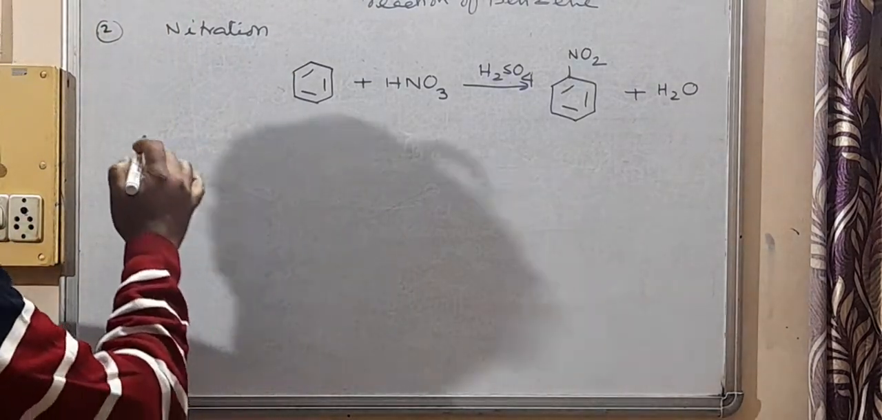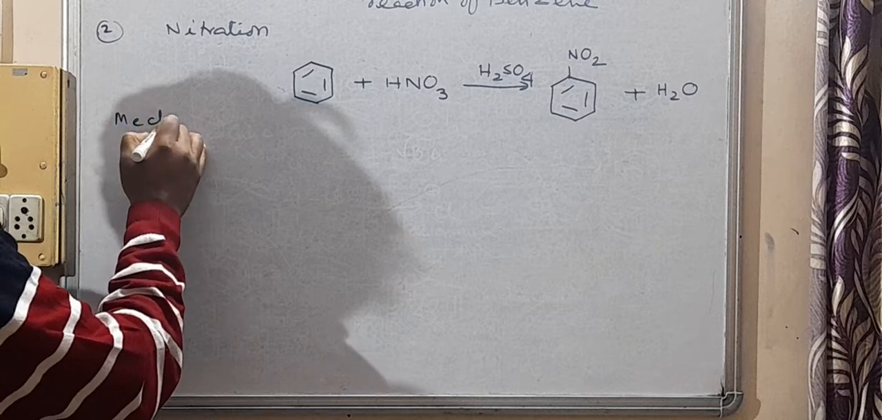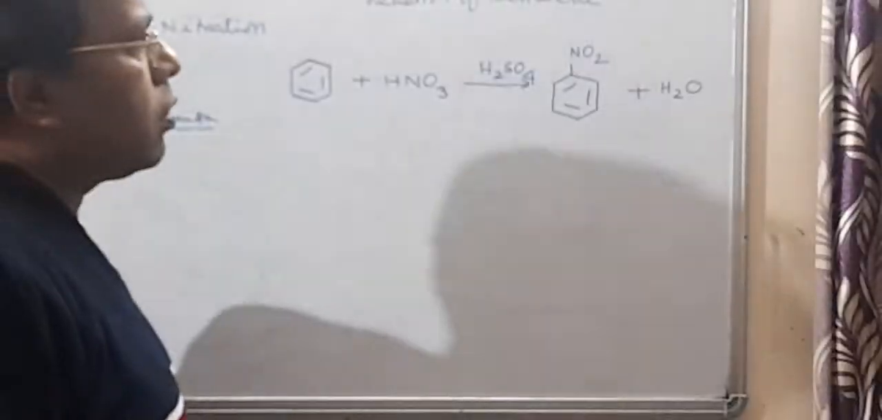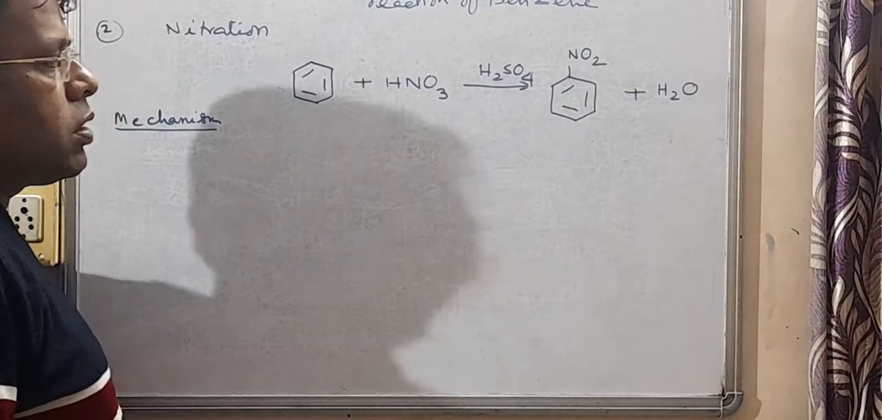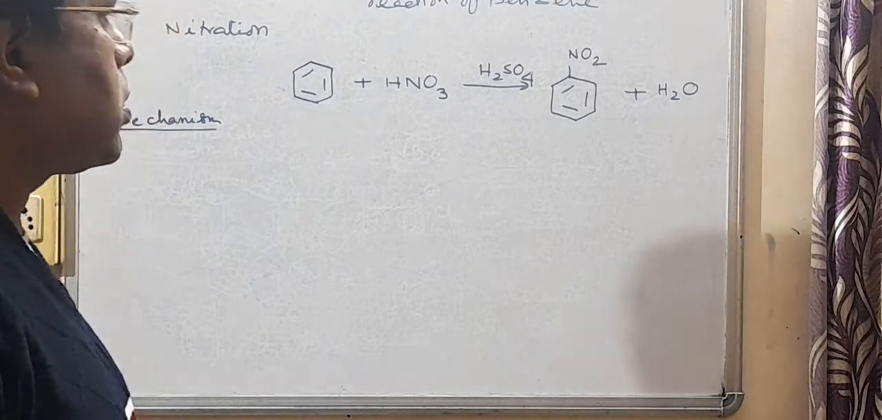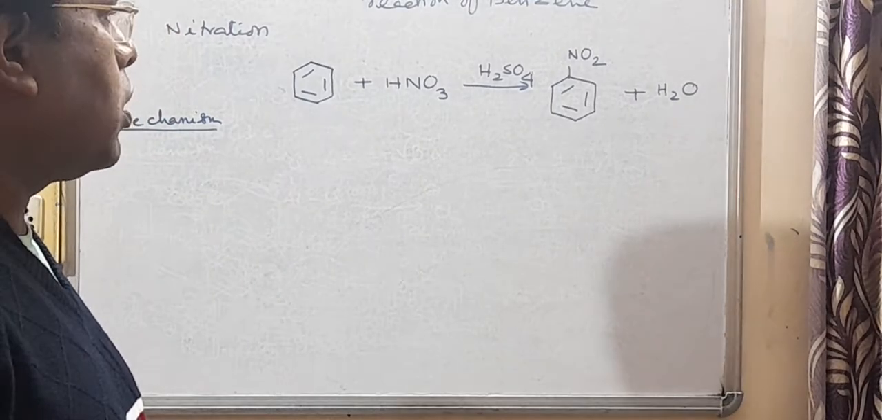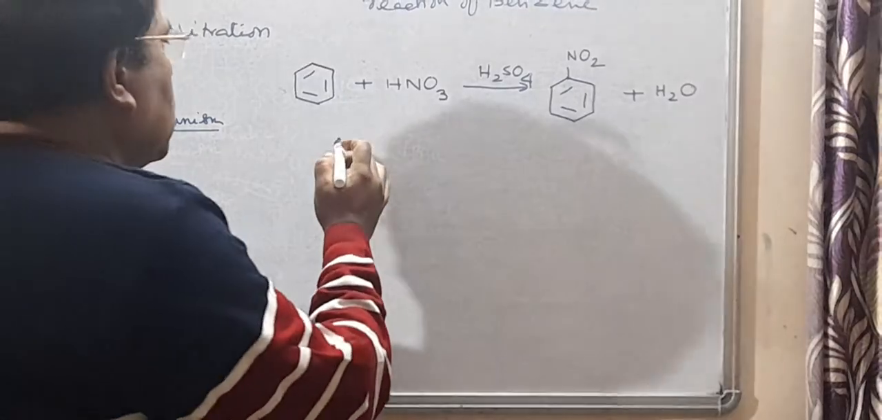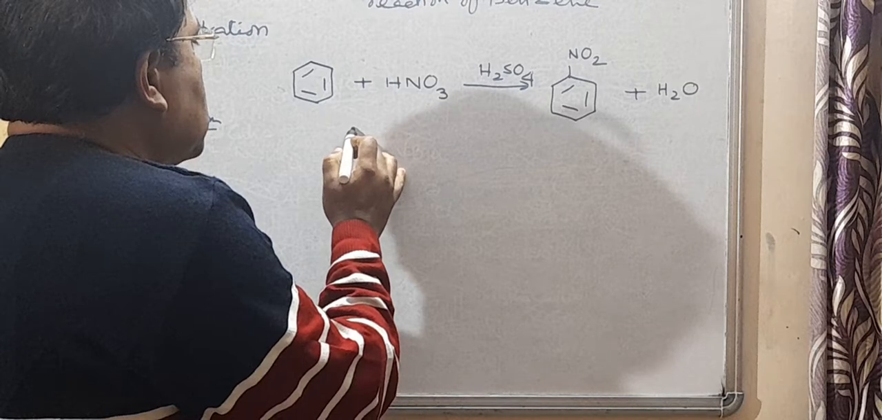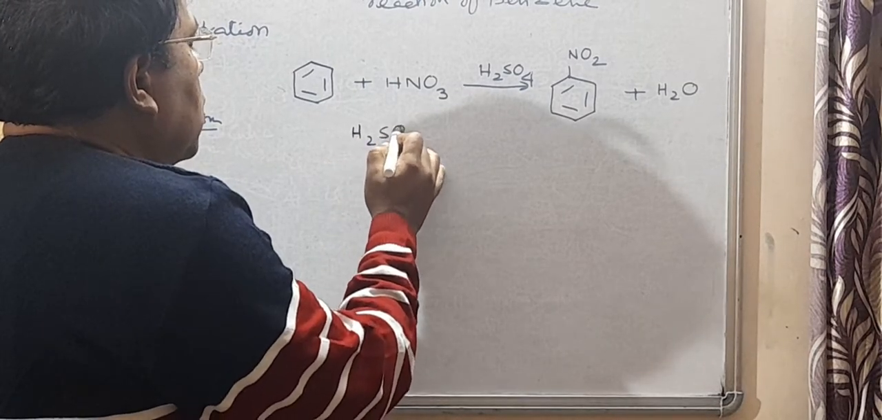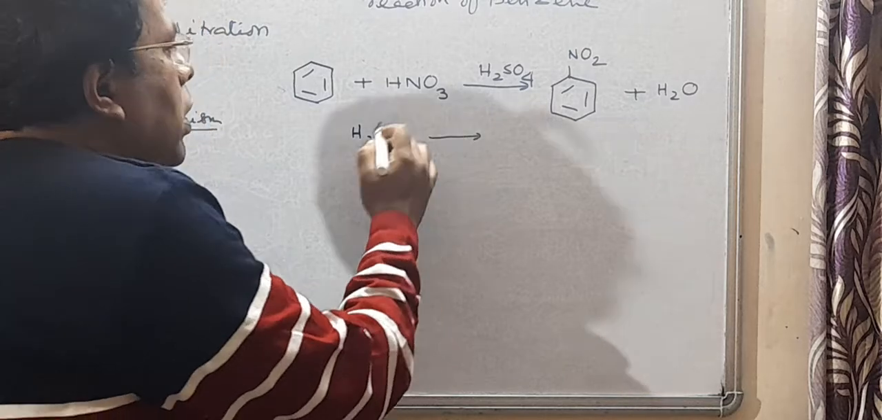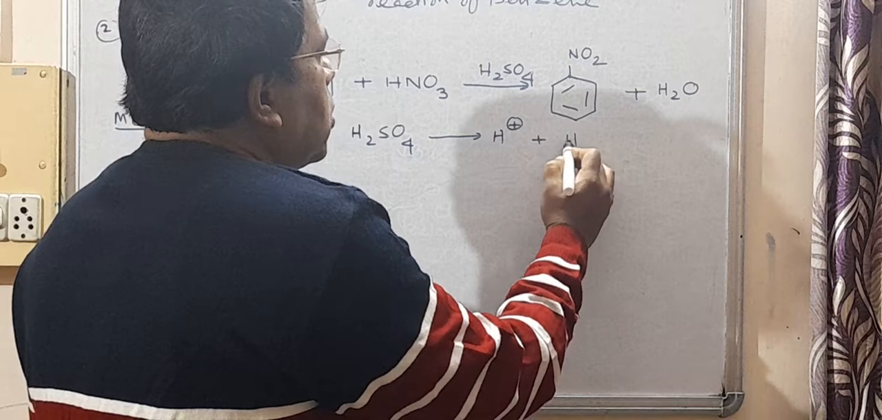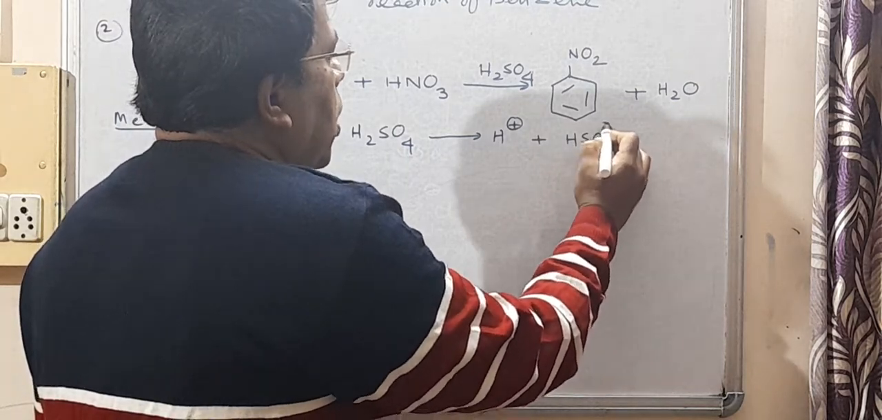So how does this happen? The mechanism. Let us discuss the mechanism of this reaction. Here we have to find out which is the electrophile. If in the previous case Cl plus, the chlorinium ion, was the electrophile, what is the electrophile here? So here it is like this: H2SO4 first ionizes as H plus and HSO4 minus.